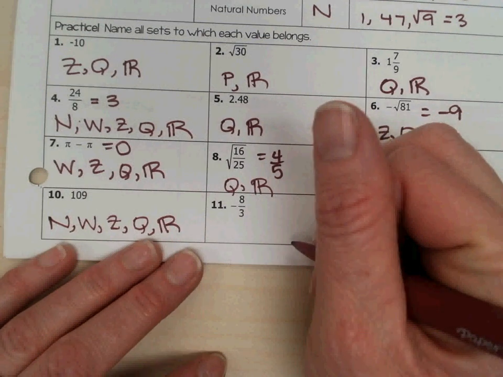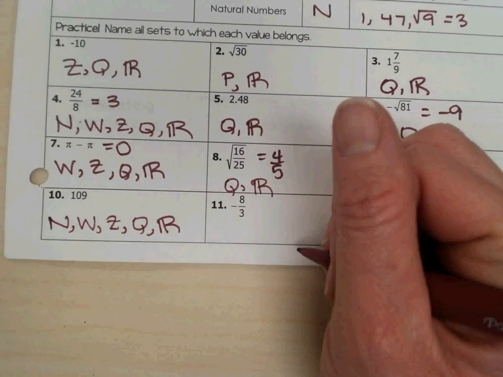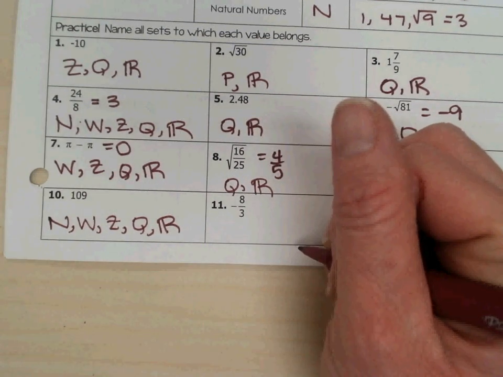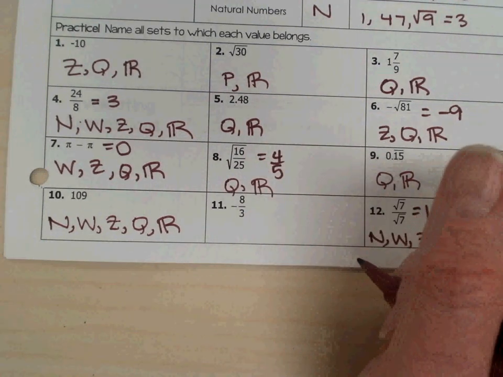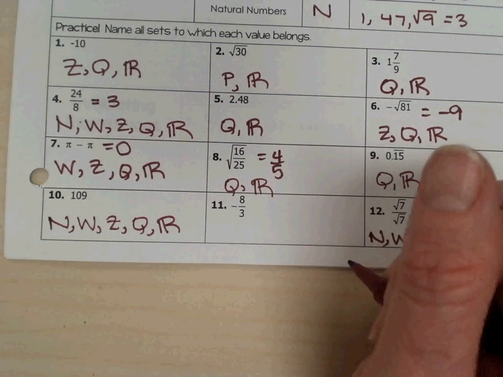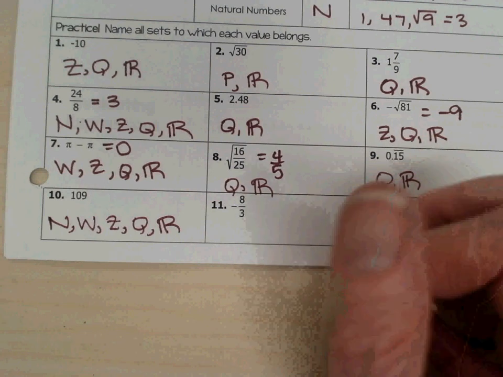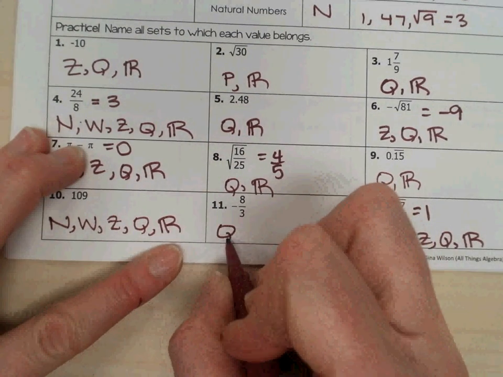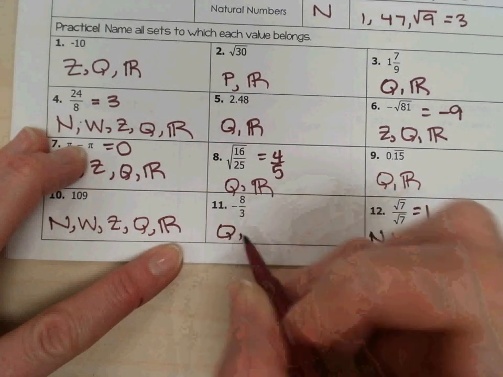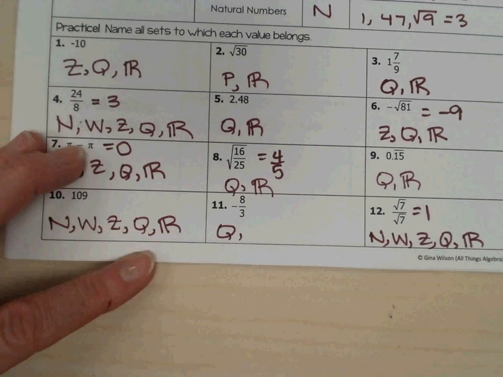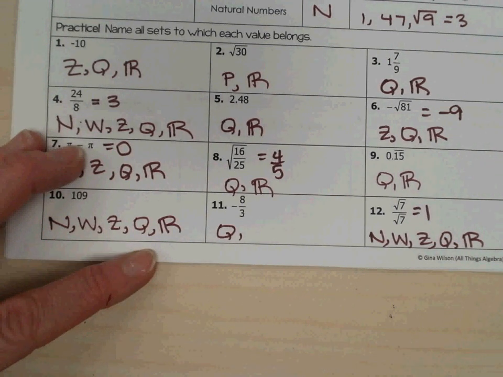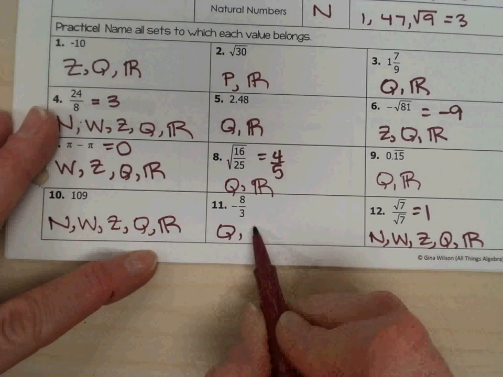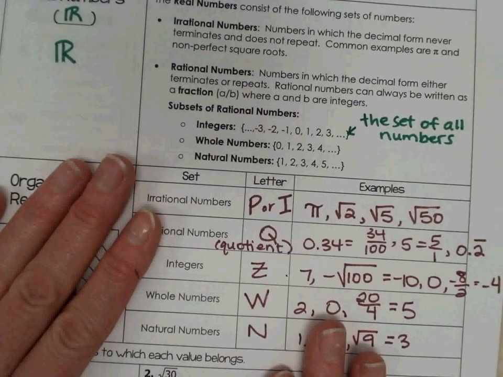And finally, number 11, negative 8/3. Integer? Not an integer. Integers are only positive and negative whole numbers. But thanks for trying. Rational? That's right. It's a fraction. You saw the negative sign and thought, oh, positive and negatives. But that's what it was: Q and R.